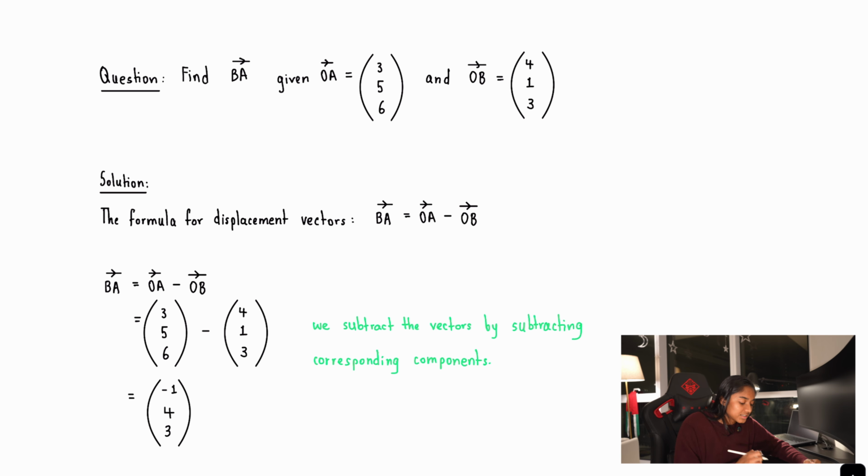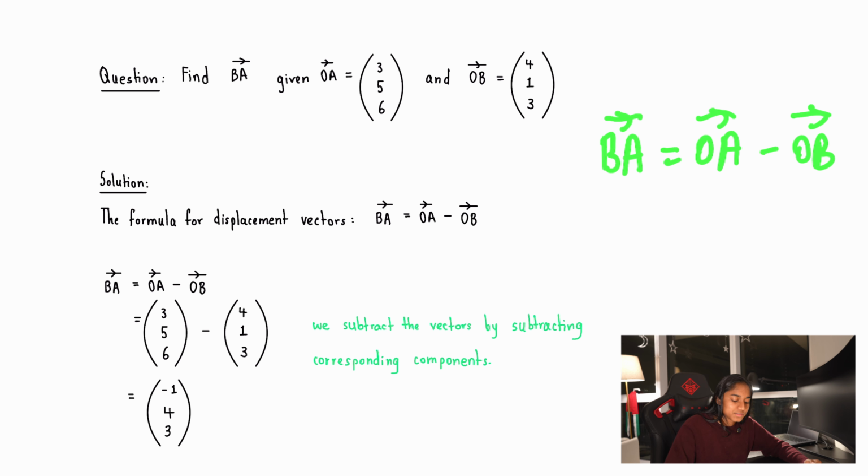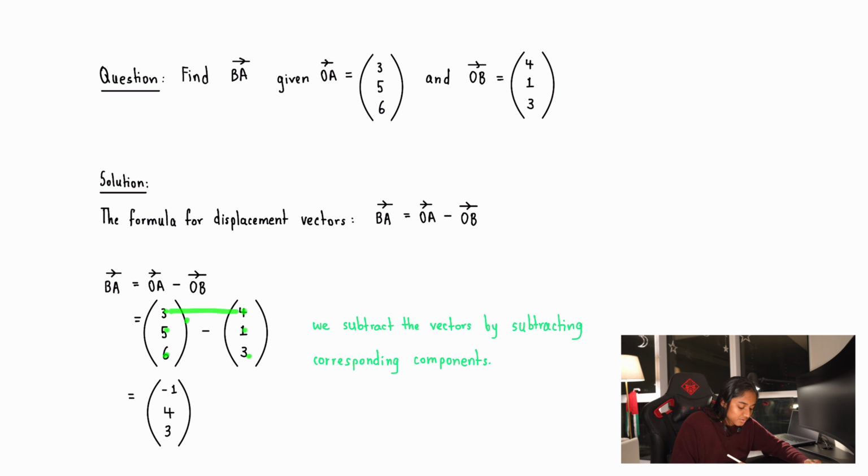Now, this question: find BA given OA is this, so this is a three-dimensional vector, and OB, this position vector, is (4, 1, 3). So now we know that BA would be equal to OA minus OB, these position vectors. Then we would have 3, 5, 6 minus 4, 1, 3. 3 minus 4 is minus 1. 5 minus 1 is 4. 6 minus 3 is 3. We subtract the vectors by subtracting corresponding components, and that's how you solve it.